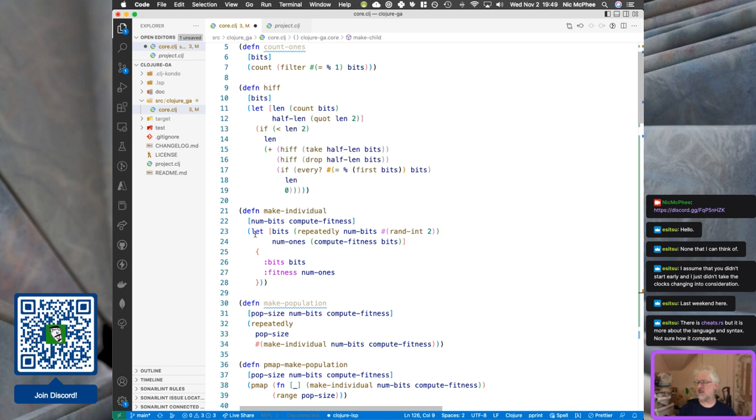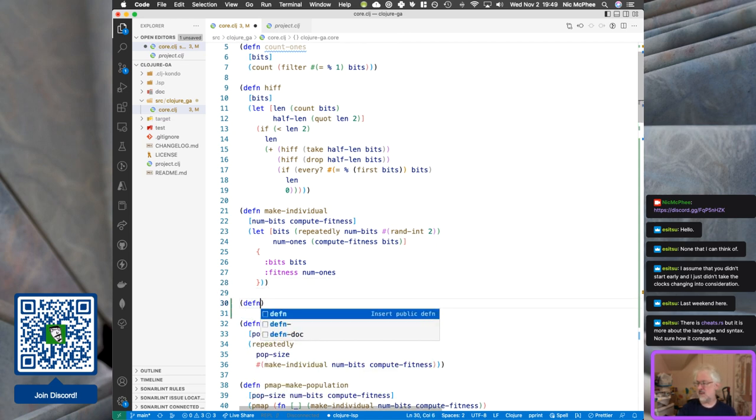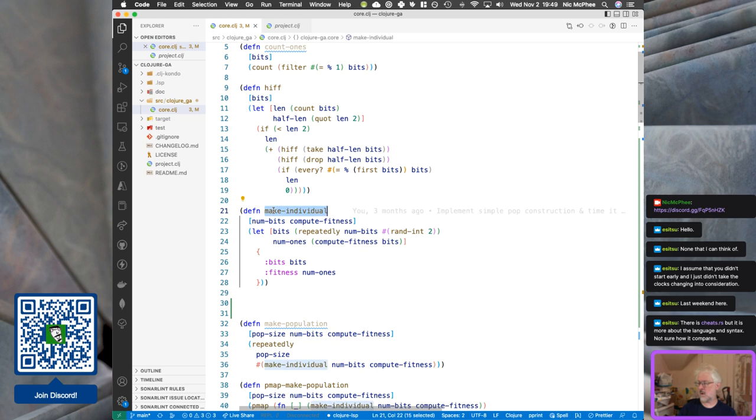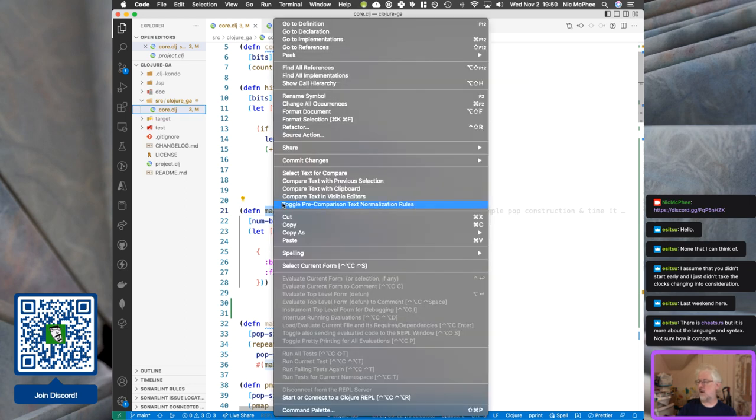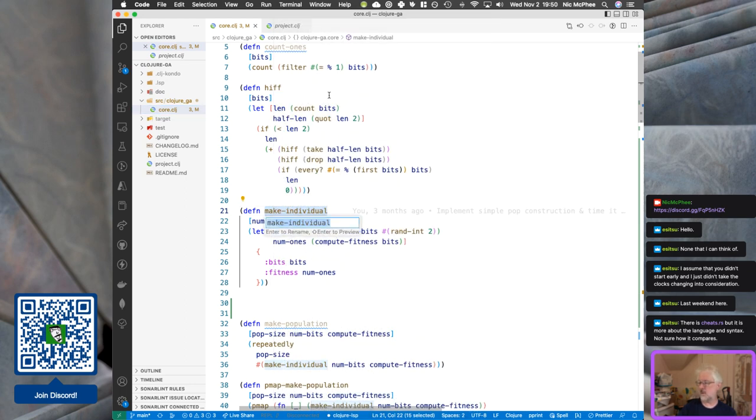Now, that makes a random individual. So I don't have something that makes an individual out of an array of bits. So why don't we actually make that defn? Actually, I don't know if this is going to work. Rename symbol. Make random individual. Oh, it did work.